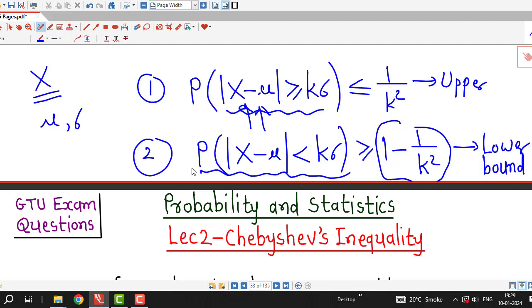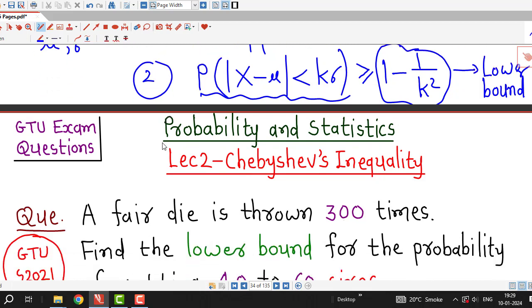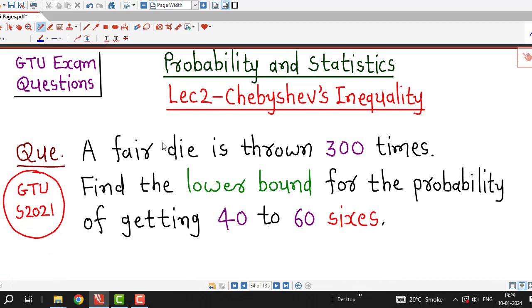So in the question you have to decide whether you are interested in the lower bound or upper bound, and then you have to use the appropriate form of Chebyshev's inequality. And here we are going to discuss one problem related to this Chebyshev inequality, and this problem was asked in the GTU Summer 2021 exam. First we understand this question.